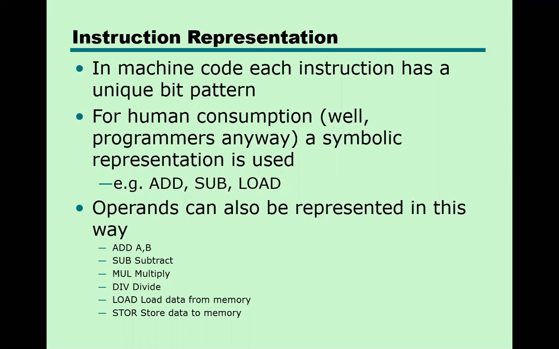That is there to translate your assembly language into the machine language. For human consumption, or for programmers, a symbolic representation is required because we cannot remember the codes. For example, for add, the code is like 001011. For subtraction, the code might be 11010. And for load, it might be 111011. It would be very difficult for us to remember all these binary codes, right? So to understand and remember these codes, we use a symbolic representation. So addition, subtraction, load, we use this kind of symbolic representation.